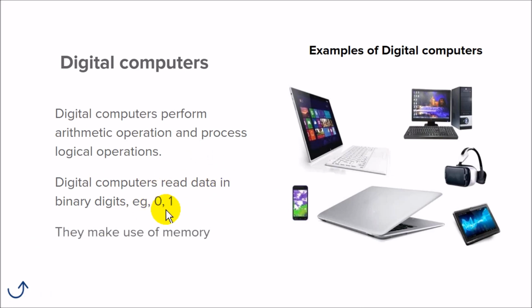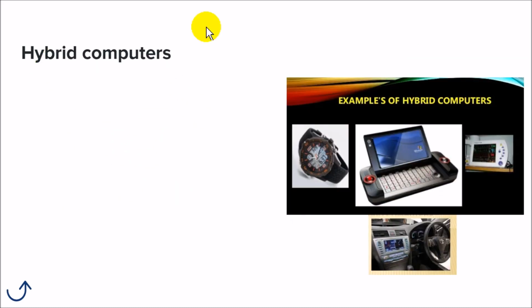So another thing digital computers are known for is that they make use of memory, unlike analog computers that don't make use of memory. So that is it about digital computers, and you can see examples of digital computers here. Your laptop, your phones, all this falls into these digital computers. The other portable devices, not like laptop or computers, but they have this element of representing information in binary digits, so they can all be classified as digital computers.